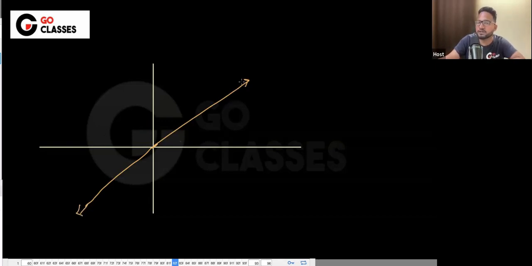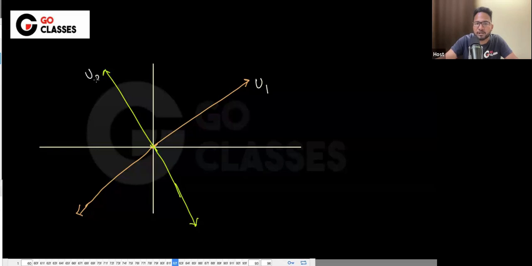Is this okay to everyone? This line is a subspace, right? Now, is this line also a subspace? Both are subspaces by themselves, I mean individually, both are vector spaces, basically. Let's suppose this is u1, this is u2. Now, take the union of that.